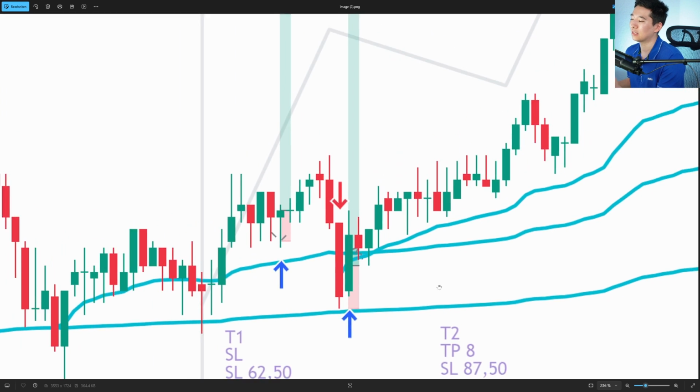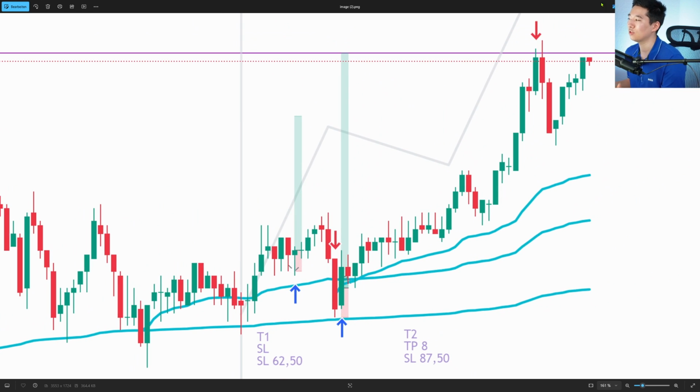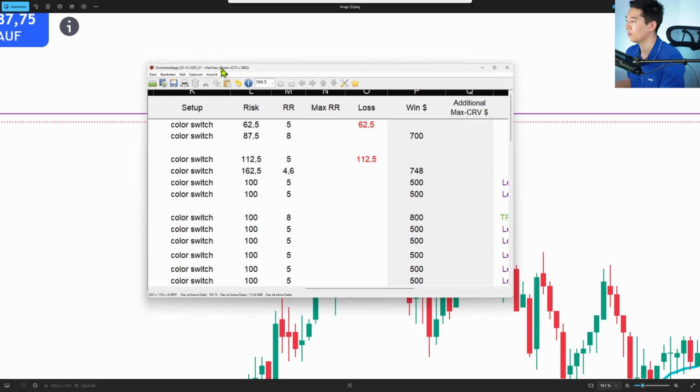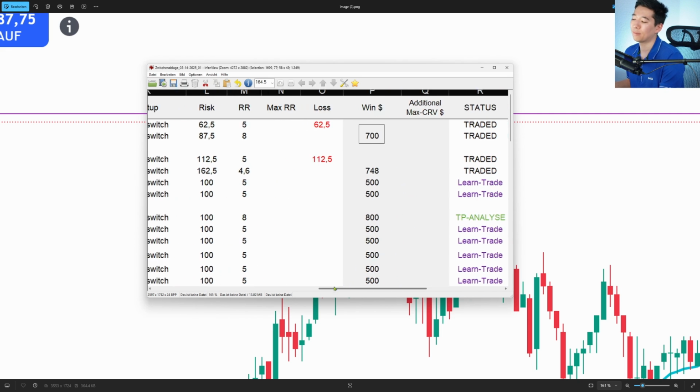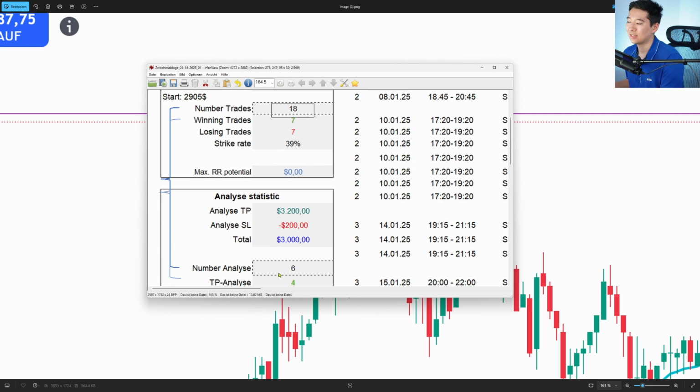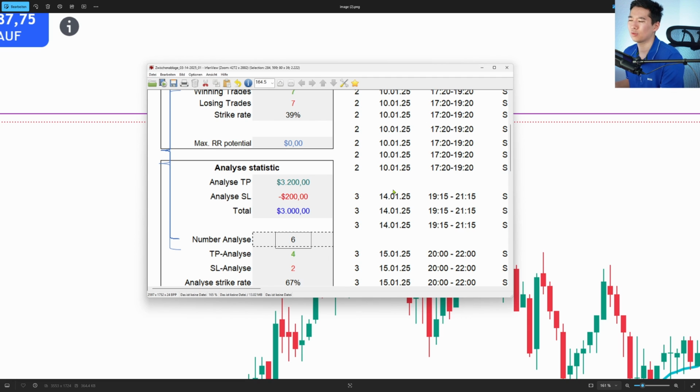And the awesome thing is the second trade made him $700, and this is something you can see in this Excel sheet here, right? He lost $62.50 here, and with the second trade he made $700. And by trading 11 times that month, he made this result. He had these 18 trades, and the awesome thing is he had 6 other trades and I think around 20 additional trading opportunities.